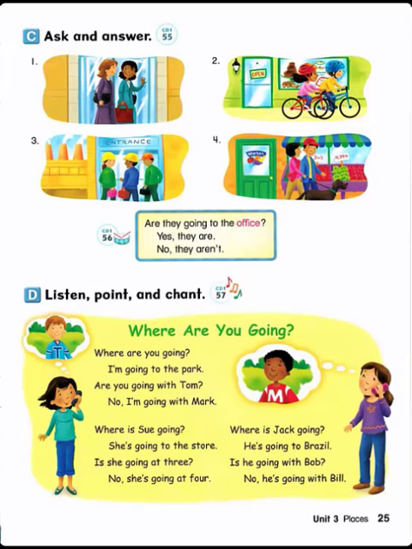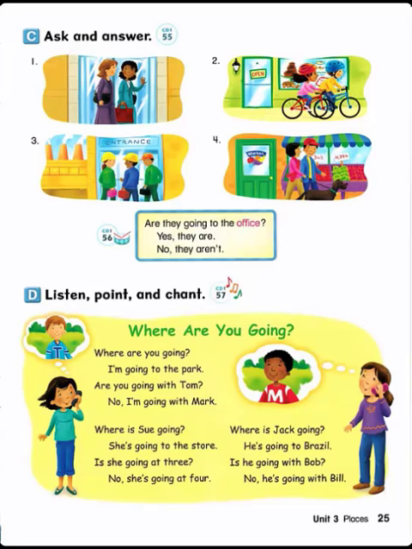Page 25. D. Listen, point, and chant. Where are you going? Where are you going? I'm going to the park. Are you going with Tom? No, I'm going with Mark.